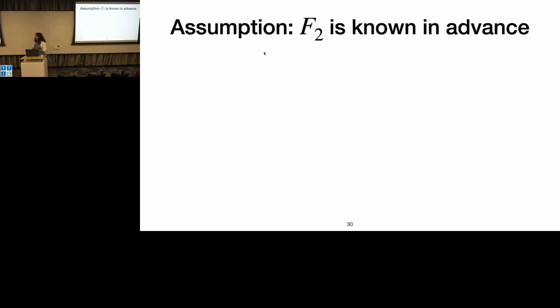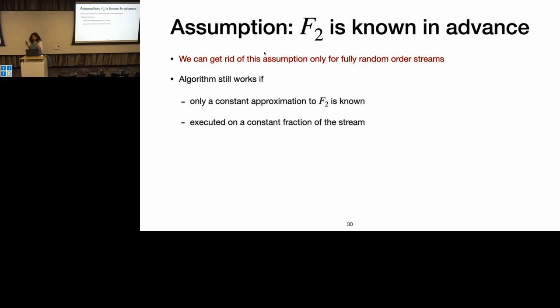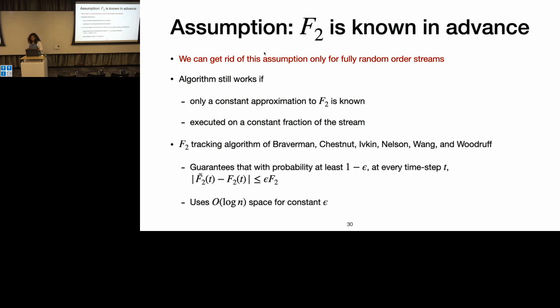Next assumption is that F2 is known in advance. This is the hardest assumption to remove. So far, we have only been able to get rid of it for fully random order streams. We were not able to remove it for partial random order streams. Again, as I said before, the algorithm still works if you only know a constant approximation to F2 and it's executed on some constant fraction of the stream.